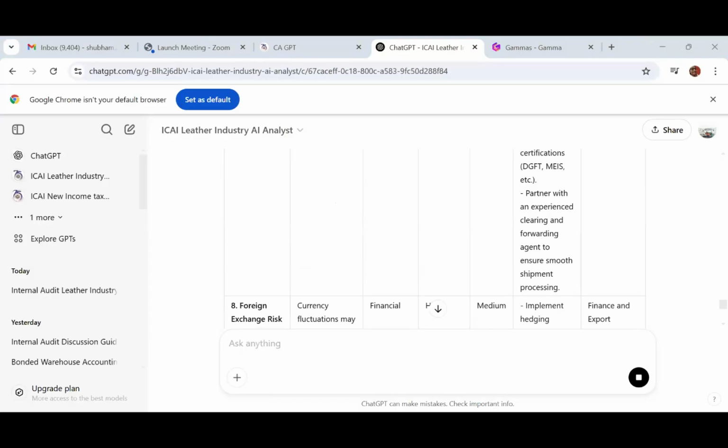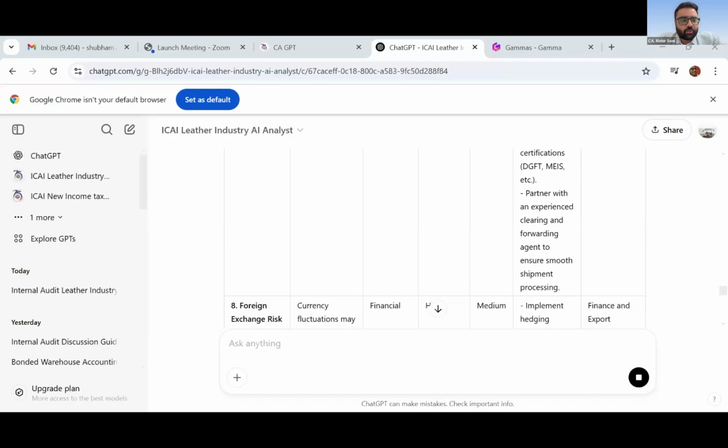Yes, sir. So, with the help of just using the CA GPT, it increases efficiency and productivity, reduces the cost, and enhances client interaction so that we can get the research and time. Yes, sir. Any query, sir?